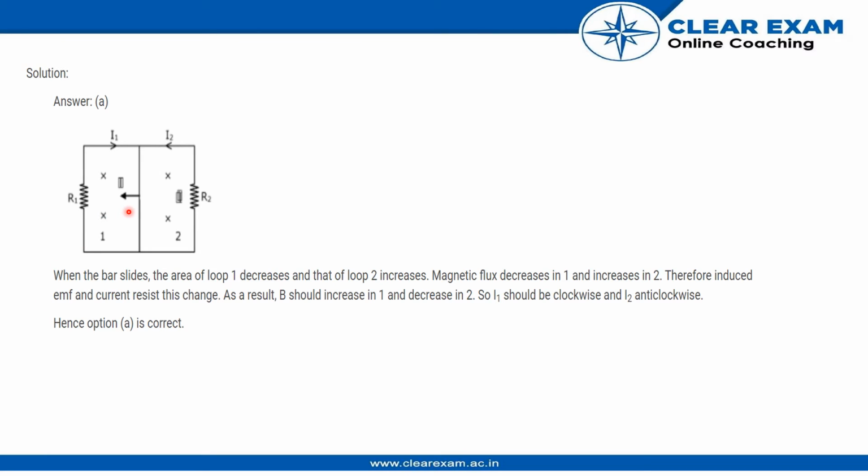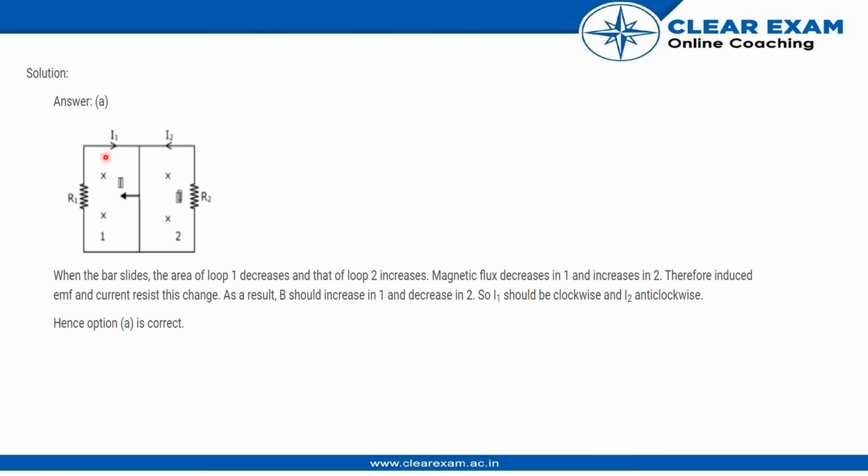So, when the bar is sliding towards the left, the area of loop 1 will decrease and the area of loop 2 will increase. So, the magnetic flux lines entering loop 1 decrease and in loop 2 increase, because the magnetic field will remain constant throughout this circuit. Therefore, the induced EMF and current resist this change. So, B should increase in 1 and decrease in 2.